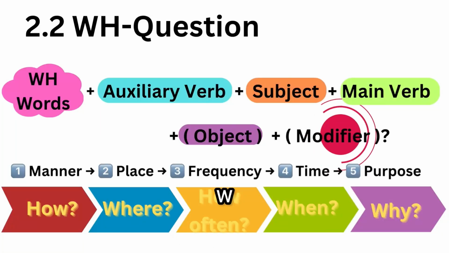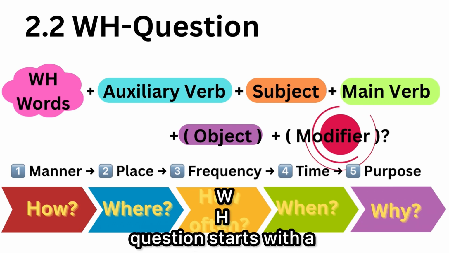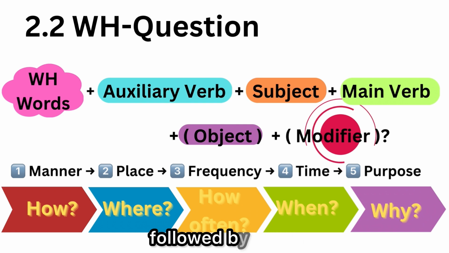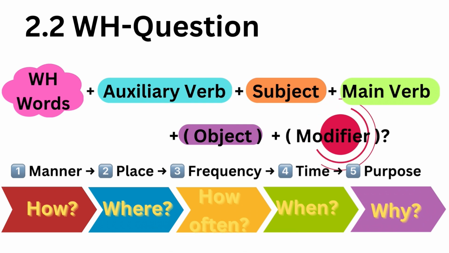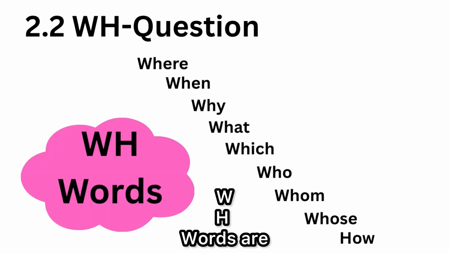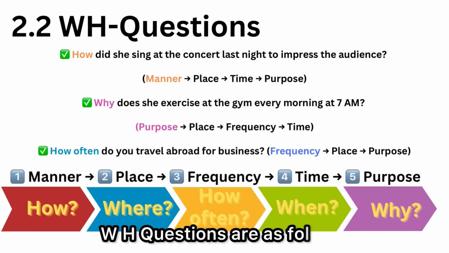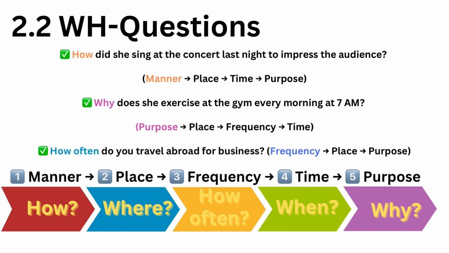Second is the WH question. A WH question starts with a WH word, followed by a yes/no question sentence. WH words are where, when, why, what, which, who, whom, whose, how. Three examples of WH questions are as follows.